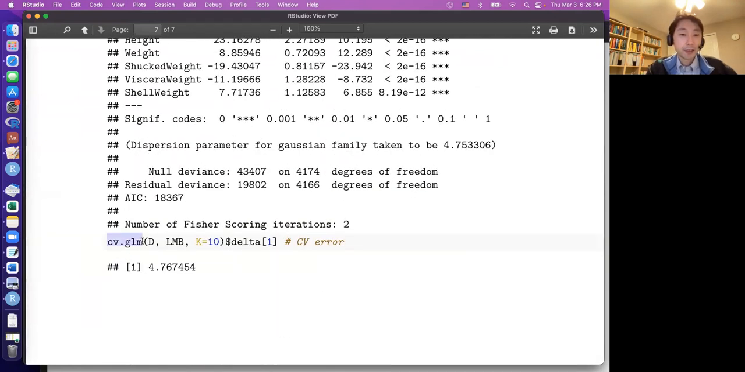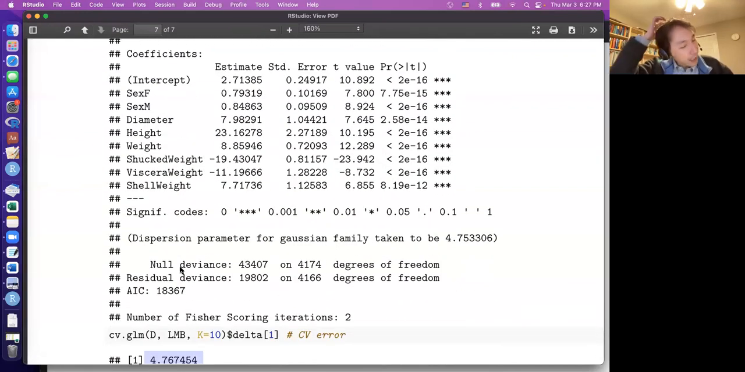And the cross-validated MSE is 4.77. Last time I ran this, the result was 4.774, and this time 4.767. So it is pretty consistent, around 4.77. The three-way interaction model by Lasso gave 4.44, so at least it's better than this model.